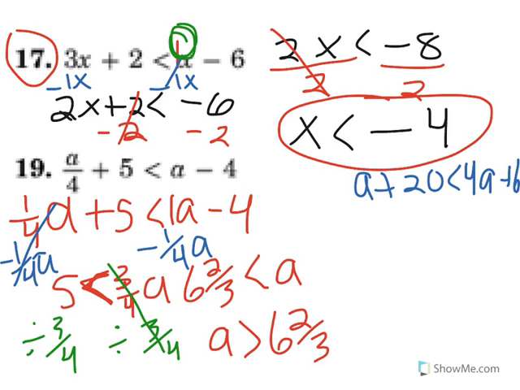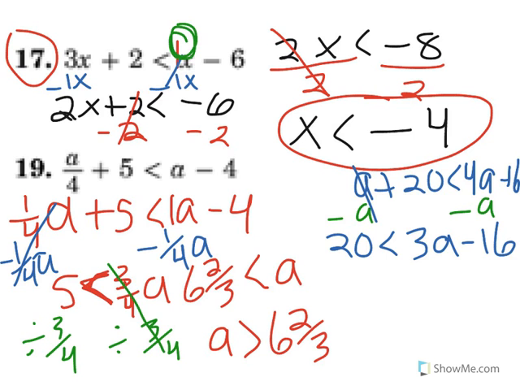So let's start by moving the smaller variable towards the bigger one. The smaller one is positive a, so the opposite of that is negative a, or minus a. And so they cancel out on the left. We'll be left with 20 is less than 4a minus a, which is 3a, minus 16. So now we're just solving for a. It's just a regular two-step equation at this point. So let's get rid of the minus 16. We add 16 to both sides. They cancel on the right side. And we're left with 36 is less than 3a.